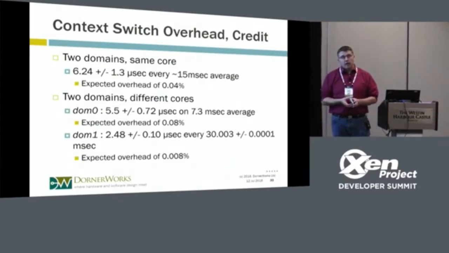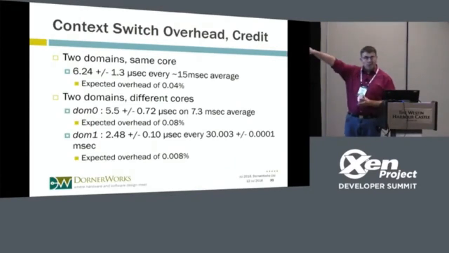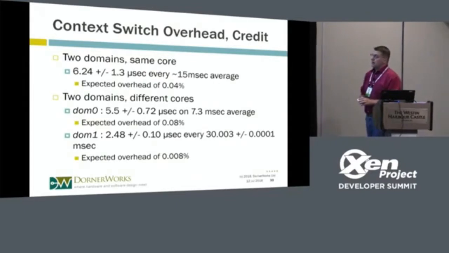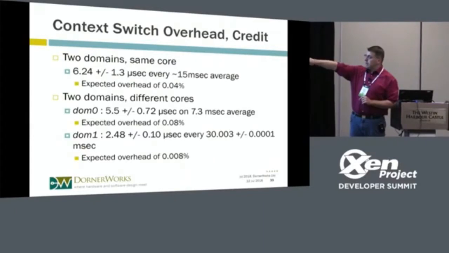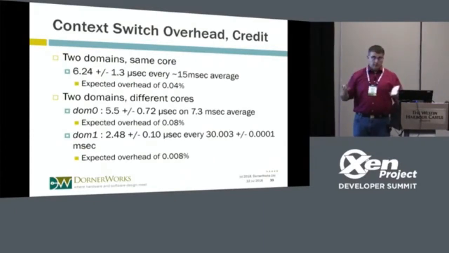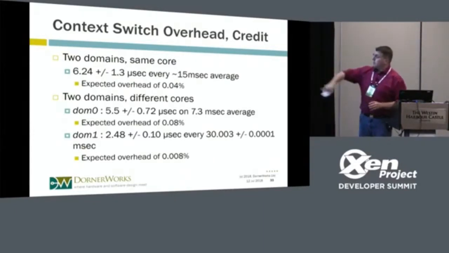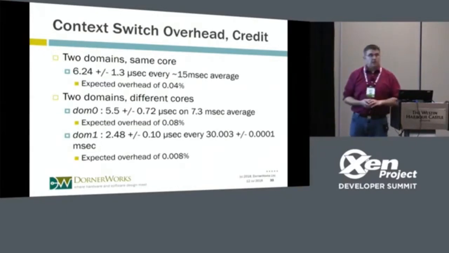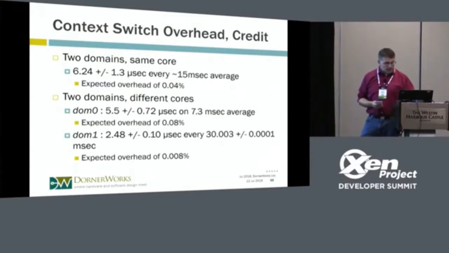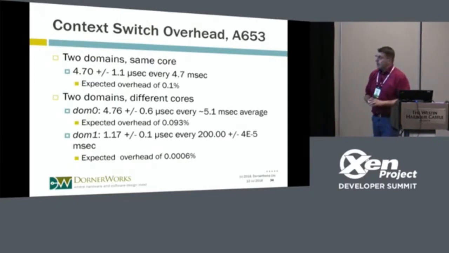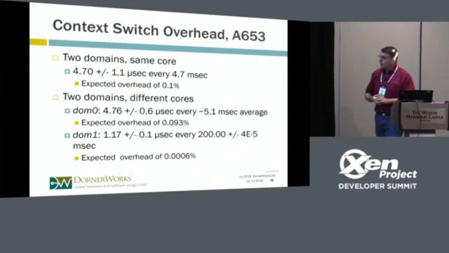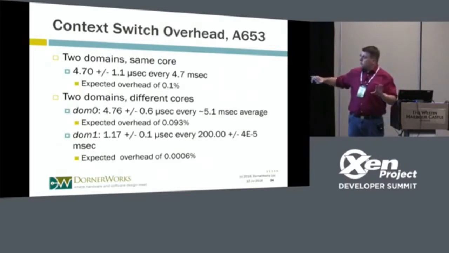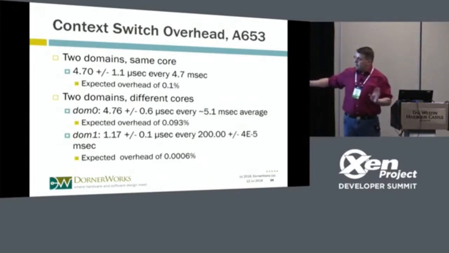What we found for the credit scheduler is that even with both of the domains running on the same core, the expected overhead was quite low. Right, we're talking 0.04 of a percent. It's even better when we split them out and run them on their own cores. Particularly DOM1, the guest that the customer would be concerned about, is 0.008%. When we look at the Xilinx 653 scheduler, it's a bit worse. When we put the two domains on the same core, 0.1% approximately expected. But when we split them out onto their own cores, it gets a lot better.